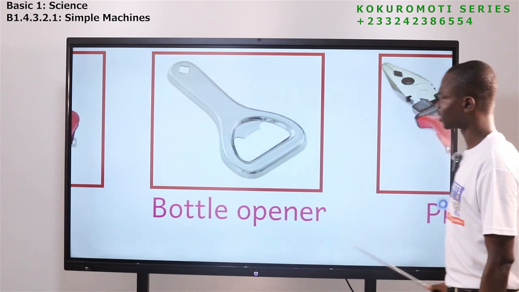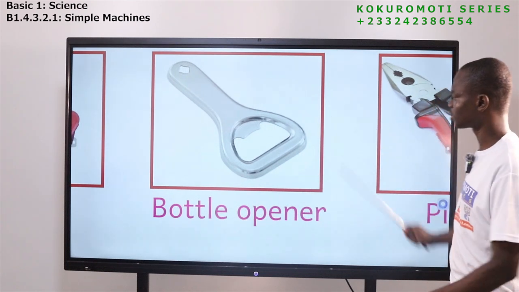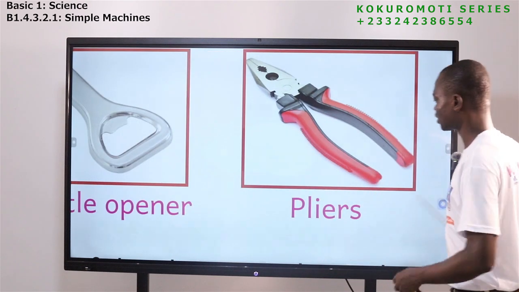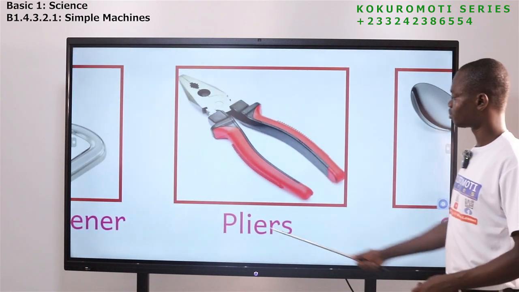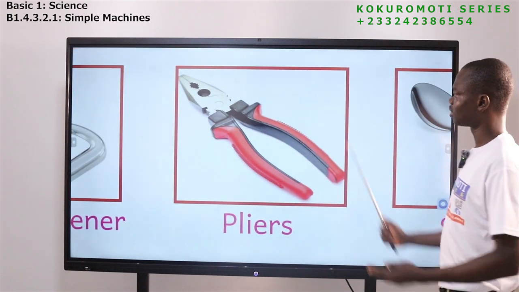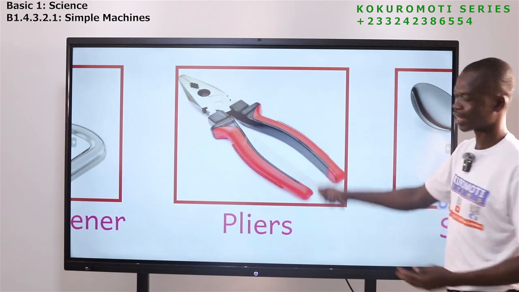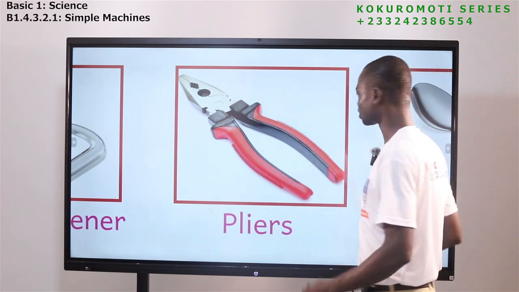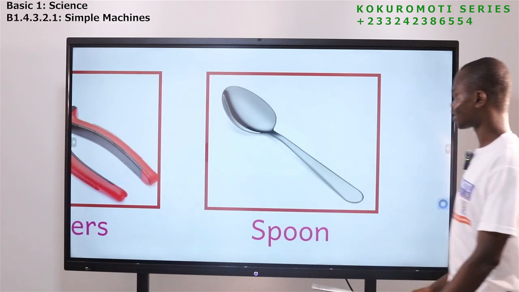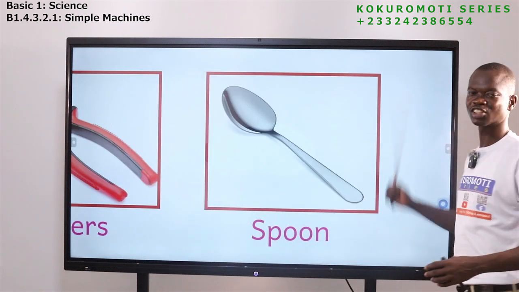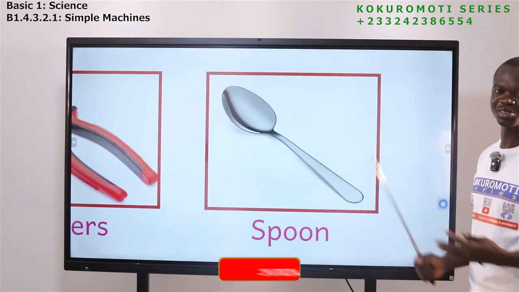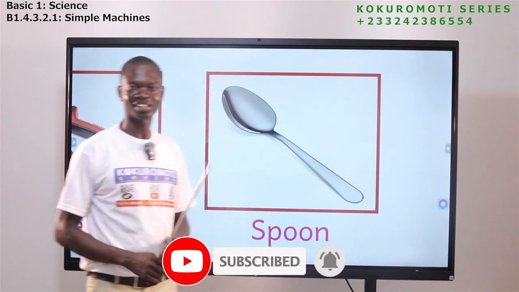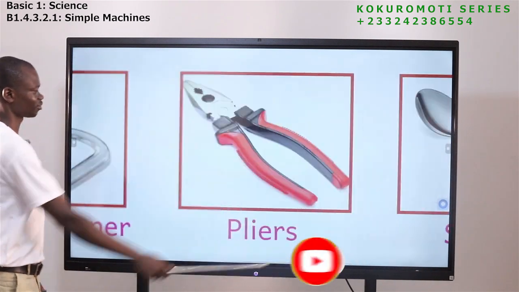Now, bottle opener. It's a bottle opener. It's also a simple machine. Now let's come here. We have pliers. This is how pliers look like. So pliers are also simple machines. Now let's come to this side. Spoon. Do you know that a spoon too is a machine? Yes, it's a simple machine.